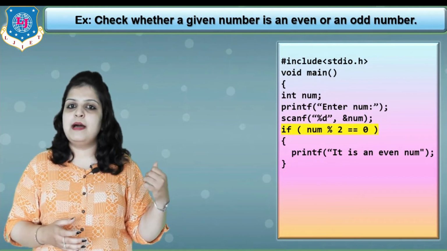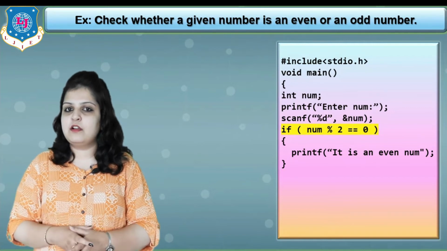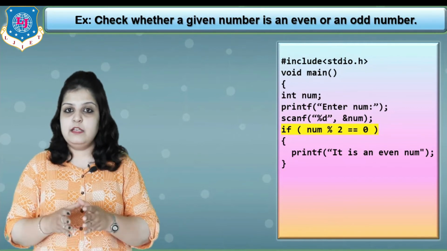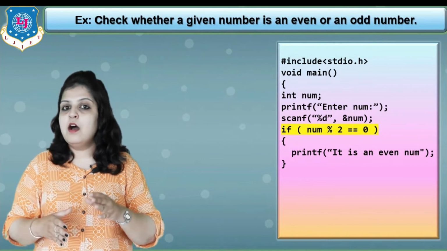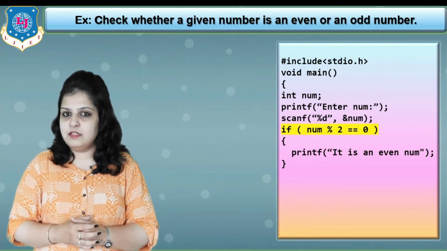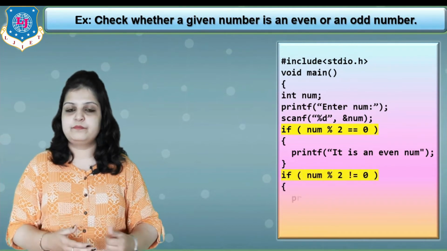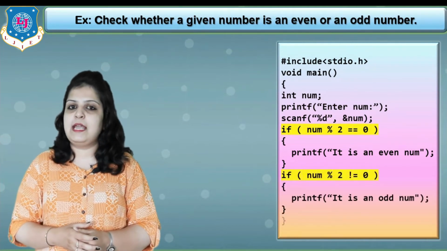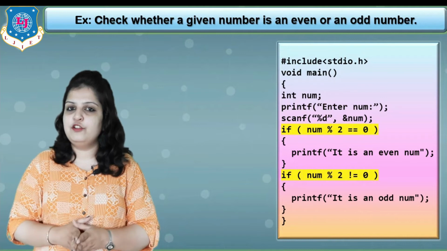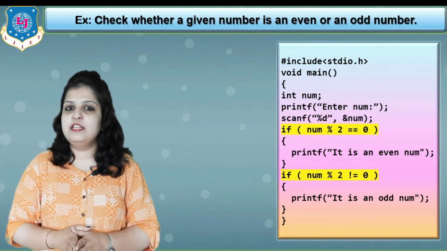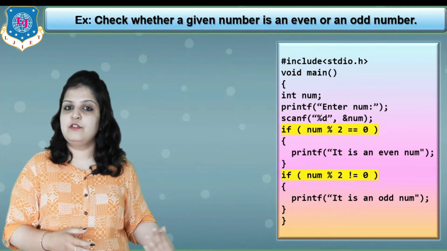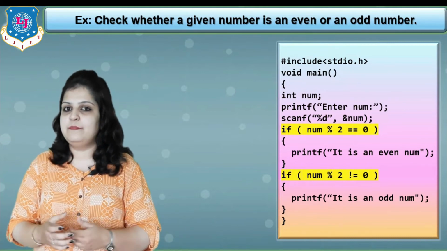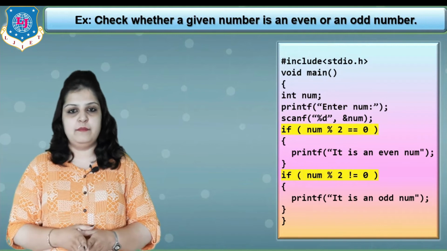But by using this condition we can check only for an even number. If you want to check for an odd number, then what do you have to do? Again you have to write another if, a simple if. How? Just to see the second condition, if number modulo 2 is not equal to 0, in this case we can say that it is an odd number. So in the true part we can write printf it is an odd number.